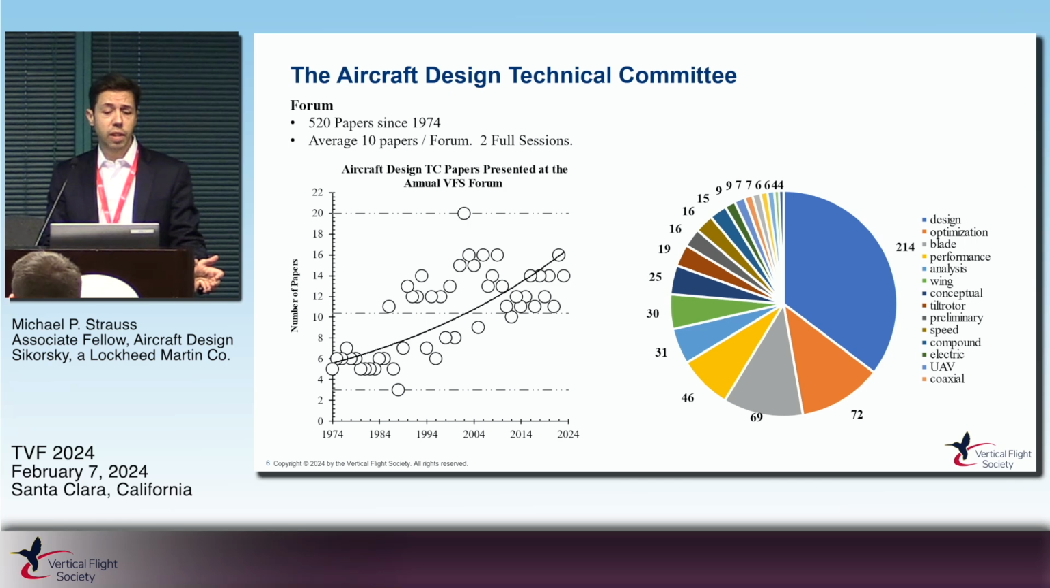Looking back over the last 50 years, we've had over 500 papers presented, about 10 papers per forum, actually about 2 full sessions. If you go through all of the topics and do a keyword search, you see that the major topics of interest are, of course, design, optimization, and a lot of papers on rotor blades. Over the years, we've had papers that have covered tilt motors, high speed, compounds, and in most recent years, we're seeing more and more papers on more electric and hybrid configurations.